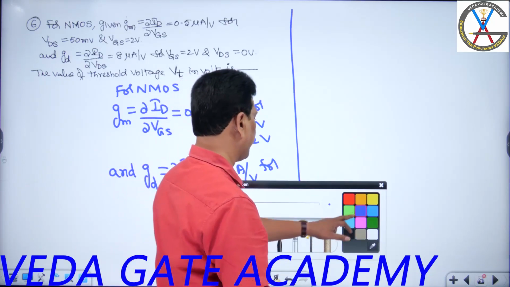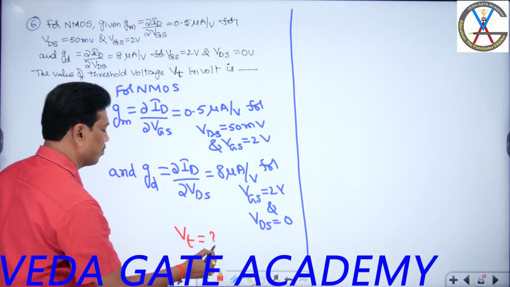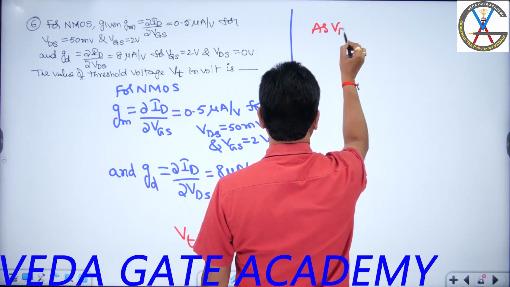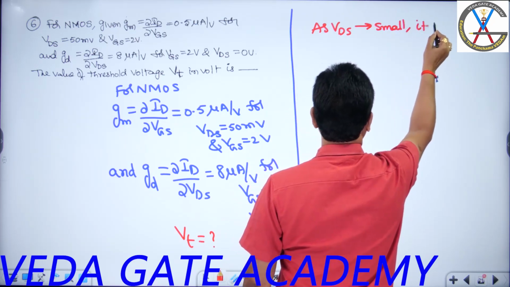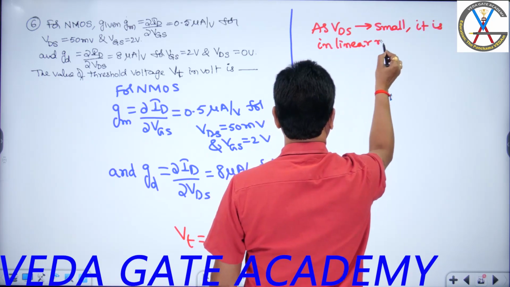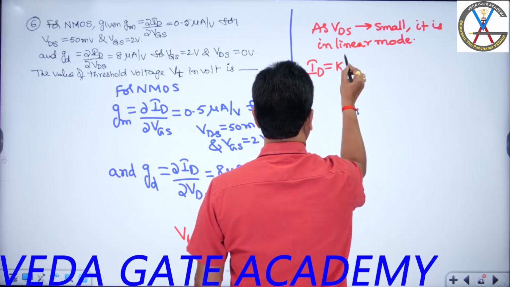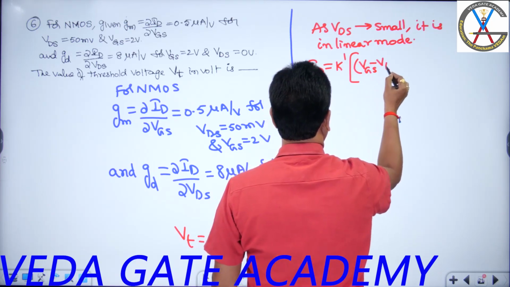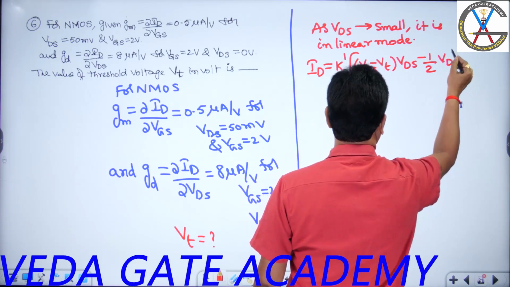Now I can calculate the required one. What is he asking? The threshold voltage. In both cases he has given VDS small, so it is in linear mode. Under linear mode, what is the formula of drain current? For NMOS, ID equals K dash into (VGS minus VT) VDS minus VDS square by 2.